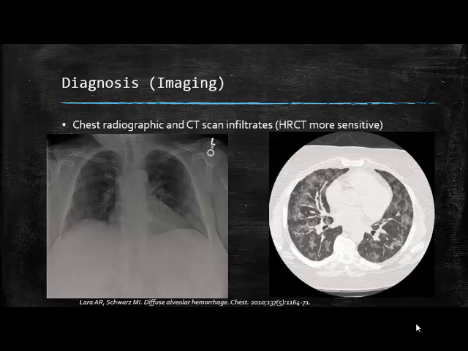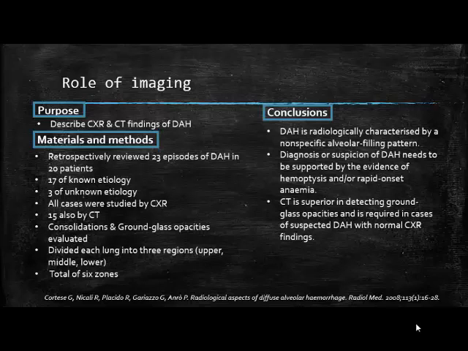So, what do we see on imaging? This was a study published in 2008, Dr. Cortez et al. They did a retrospective study, and they wanted to describe chest X-ray as well as CT findings of DAH. They retrospectively reviewed 23 episodes of DAH in 20 patients.